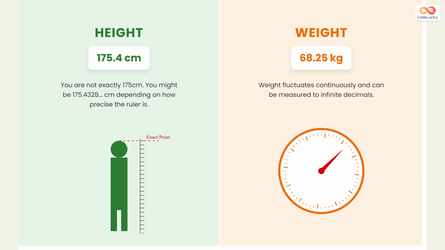Physical attributes like height and weight are also continuous. When you say you are 175 centimeters tall, you are actually rounding. In reality, you might be 175.43 centimeters. There is always a more precise value if you have a better measuring tool.